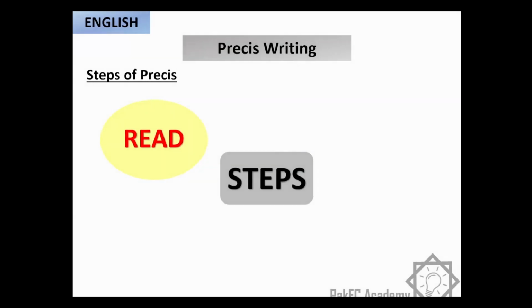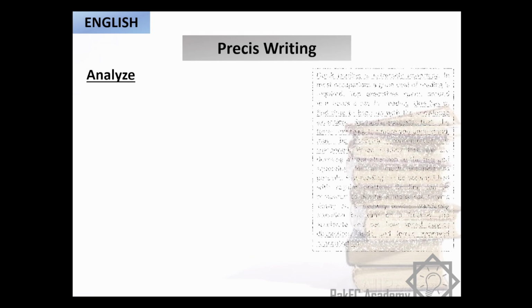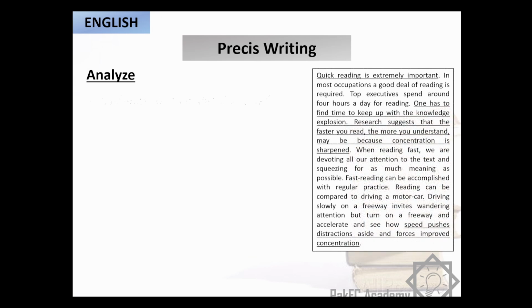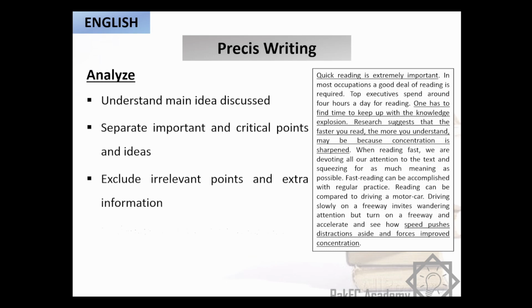After reading the passage, the next step is to analyze it. When you analyze the passage, you have to analyze it thoroughly to understand the main ideas being discussed in it. During this step, you need to separate important and critical points and ideas in the passage from less important or irrelevant examples or ideas. You can underline important keywords and key sentences that uphold the essence and theme of the passage.